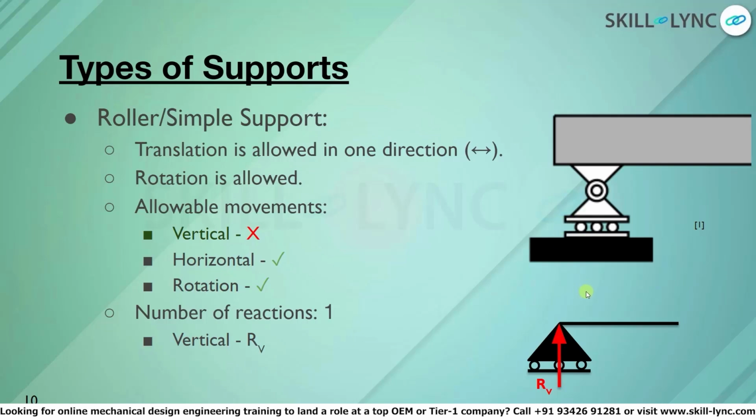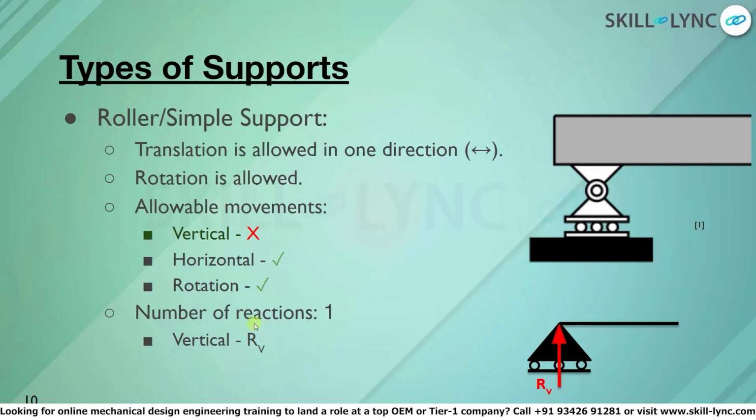However, there is no movement in the vertical direction. Thus, the number of reactions is 1, which is in the vertical direction. Movement is restricted only in the vertical direction as we saw earlier. Thus, here we can see that we have one reaction which is RV in the vertical direction.